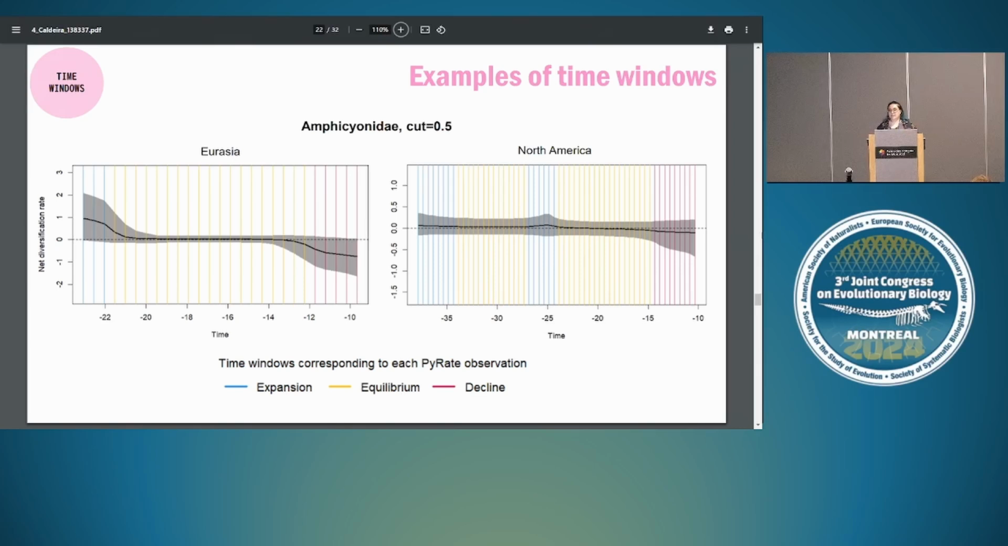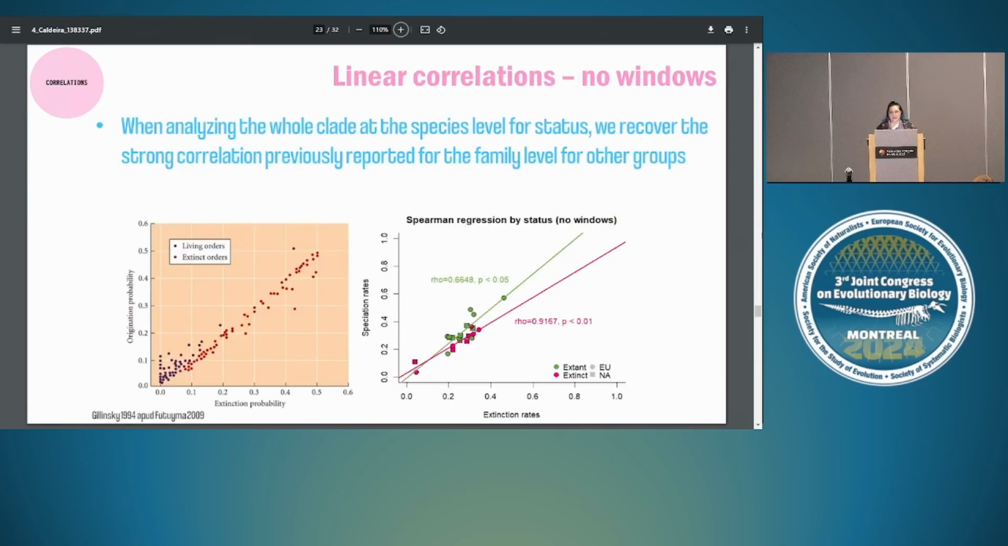So after we did that, we calculated the average speciation and extinction dynamics within each time window for each lineage, and we correlated them. These are Spearman correlations. We first correlated them by status, extant or extinct. As you can see, there's Gilinski's result on your left and my result on your right. The extant lineages are in green, and the extinct lineages are in pink.